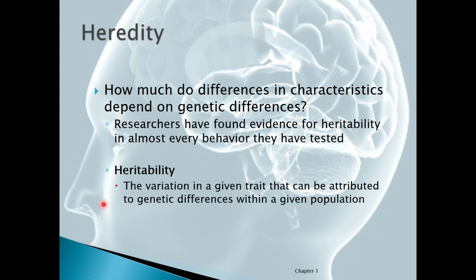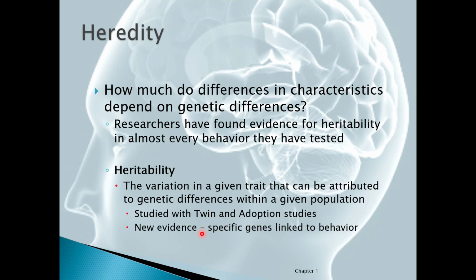So say we have a trait like intelligence, and we can all agree that everybody has differing levels of intelligence. How much of those differences in intelligence can be attributed to genetic differences? Typically, heritability is studied with twins and adoption studies, comparing identical twins to fraternal twins to regular siblings, comparing biological parents and children to adoptive parents and children, and looking at behaviors and seeing how similar those are.